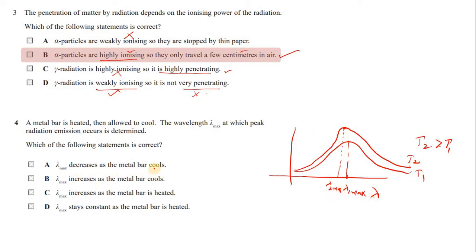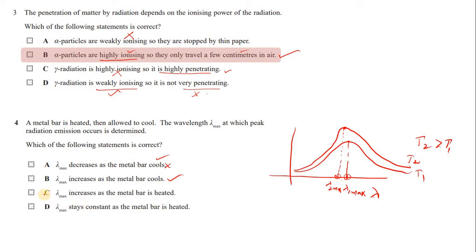They are saying the metal bar cools, meaning temperature decreasing. So lambda max decreases? No, if temperature decreases, lambda max should increase. This is a wrong statement. Lambda max increases as the metal bar cools. Yes, lambda max increases as the metal bar cools. Lower the temperature, higher the value of lambda max. So lambda max is increasing as temperature decreases. So this is the correct option.